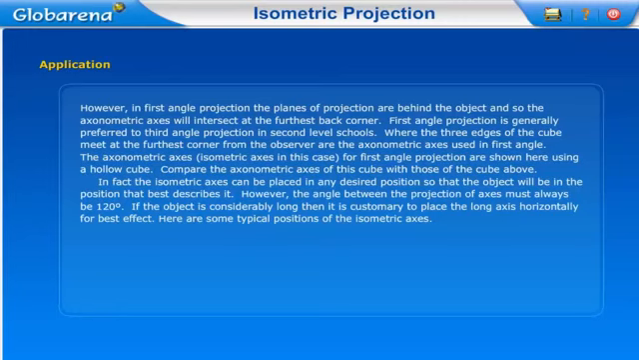In fact, the isometric axis can be placed in any desired position so that the object will be in the position that best describes it. However, the angle between the projection of axes must always be 120 degrees. If the object is considerably long, then it is customary to place the long axis horizontally for best effect. Here are some typical positions of the isometric axis.